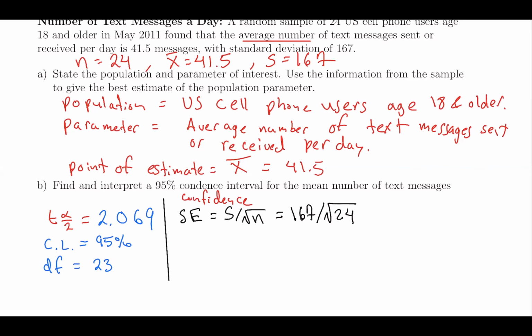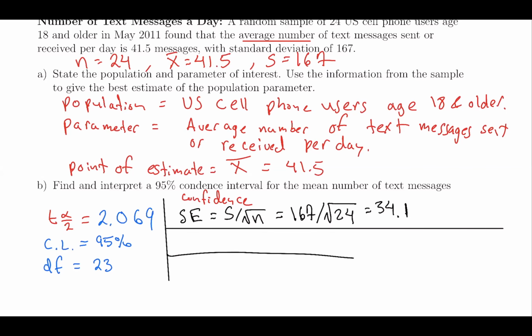If you do that in your calculator, you should get 34.0887. To make this easier, we're going to round it to one decimal place, so we'll get 34.1. Any questions for standard error?